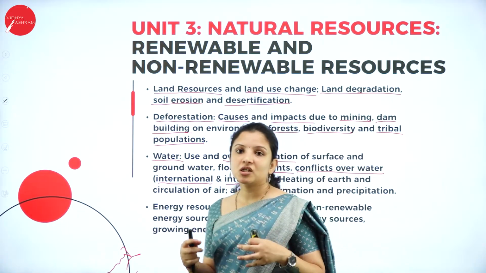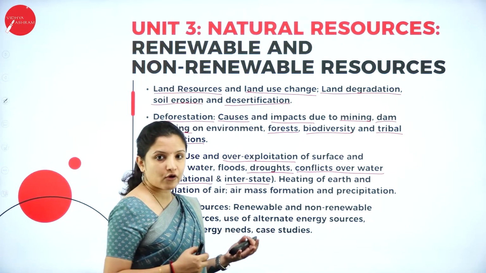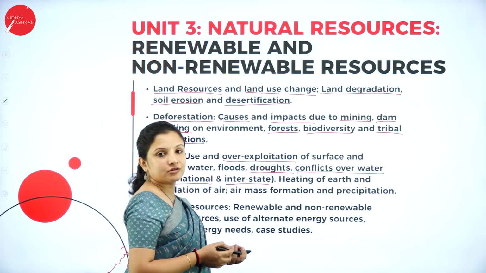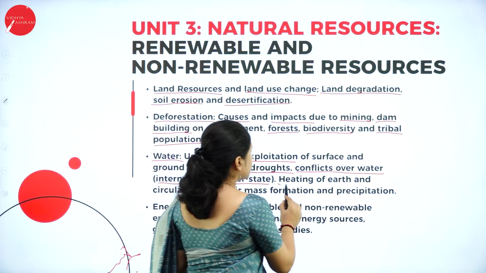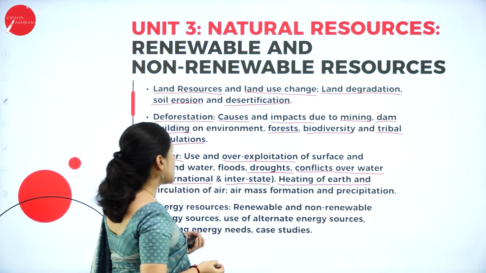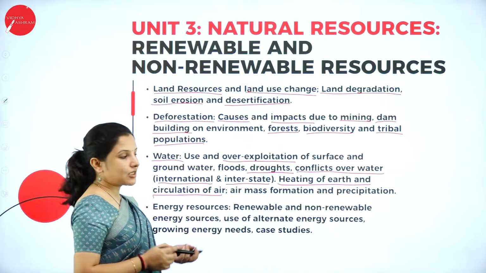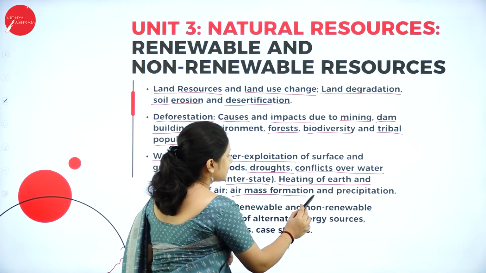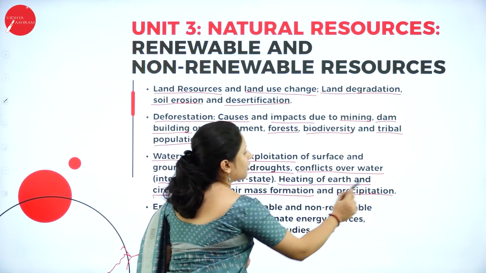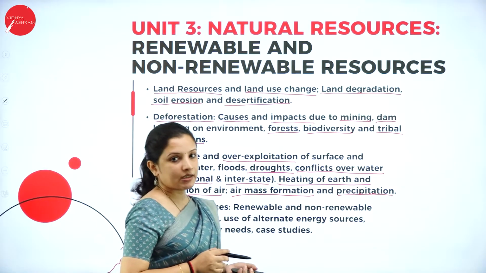And how the earth is getting heated because of deforestation, the earth also is getting heated. So how the heating of the earth is occurring, and we shall study about the circulation of air, we shall study about the air mass formation, and we shall study about the precipitation, that is the rainfall.